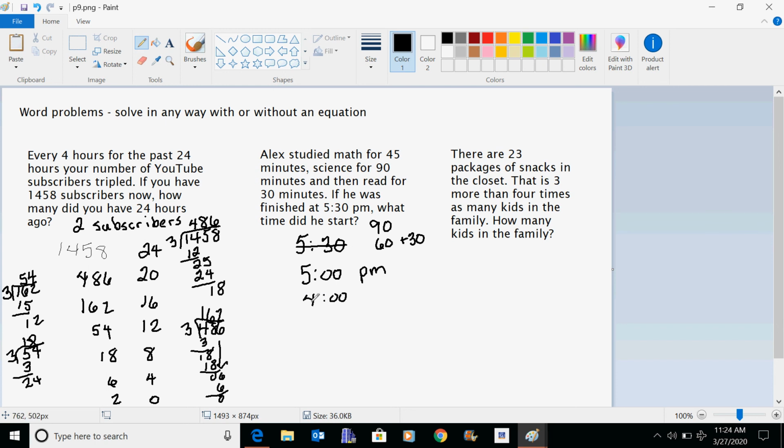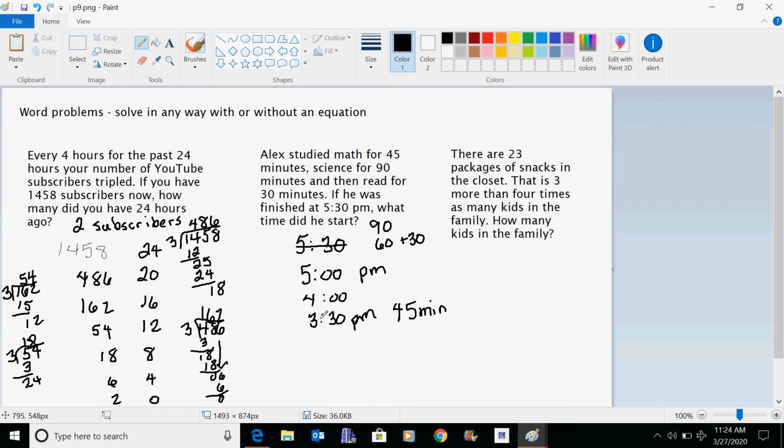but then takes away another 30 minutes. So that would be 3:30. And it was 3:30 when they started the science. Then we need to back up the clock another 45 minutes. Okay, so this is 3:30.